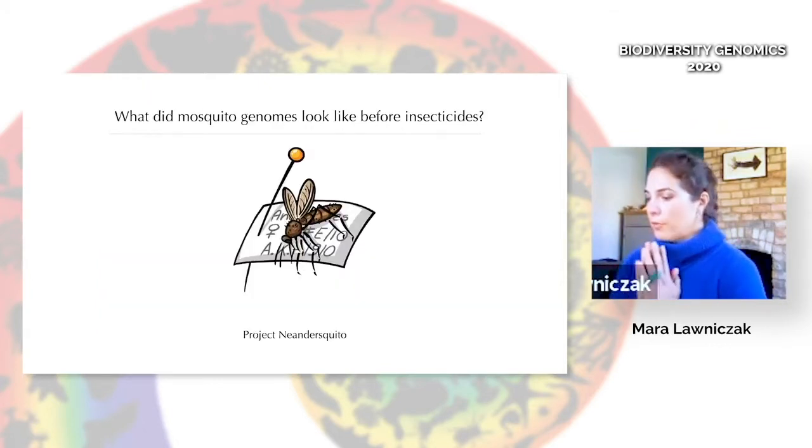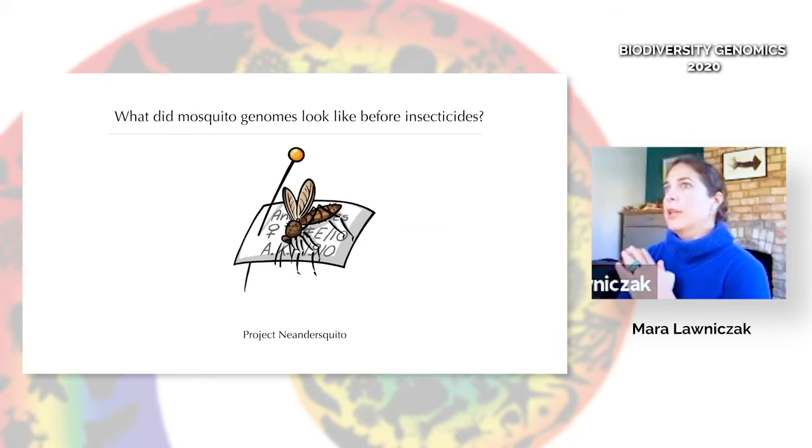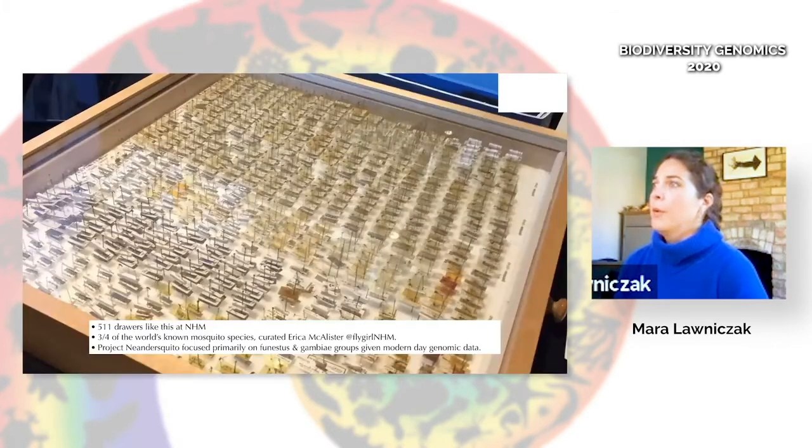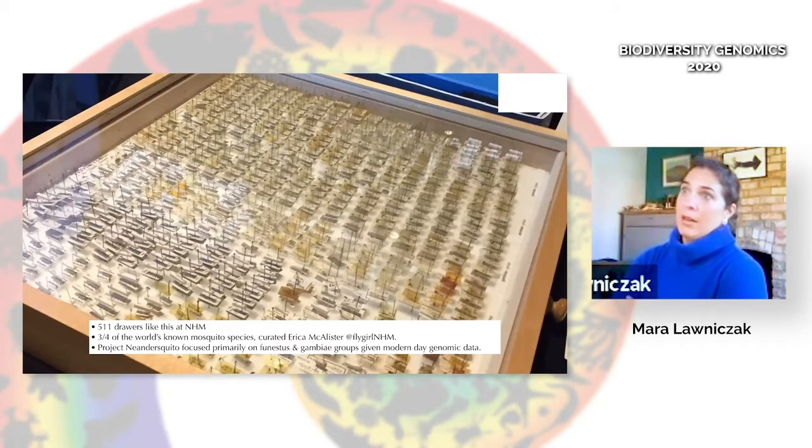Not only do we want to start regularly sampling now, but we also want to understand what did mosquito genomes look like before insecticides, and that's the foundation of a project that we call Project Neandersquito. You might wonder where we would get access to historic specimens, but actually there are 511 drawers that look just like this. Each one of these pins is holding a mosquito collected a long time ago at the Natural History Museum in London, where there are three quarters of the world's known mosquito species. This collection is curated by a woman called Erica McAllister, who's a great science communicator and has a couple of wonderful books I highly recommend.